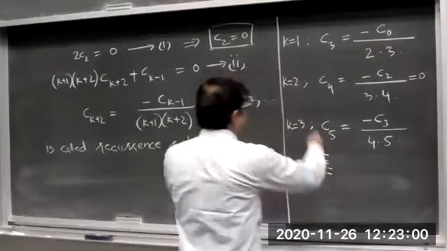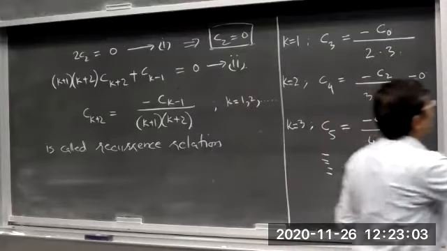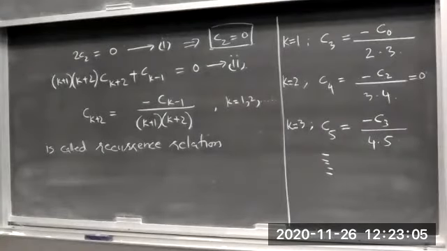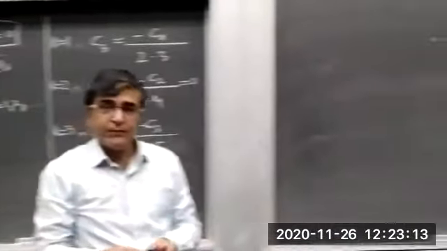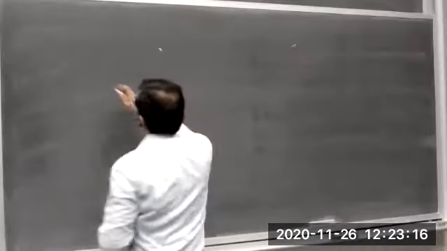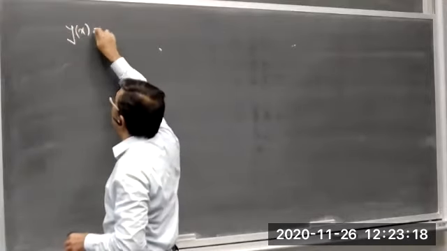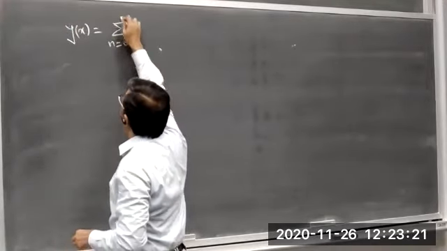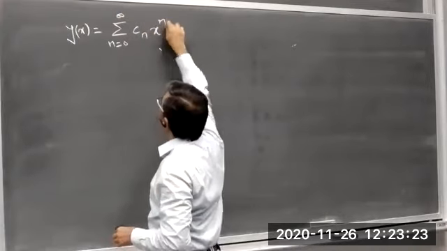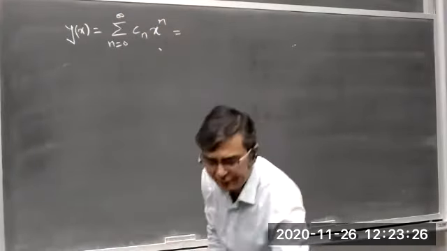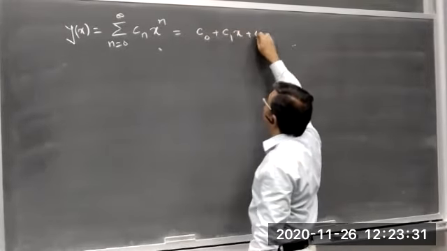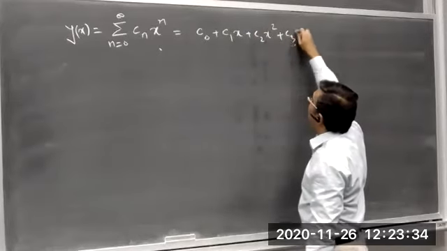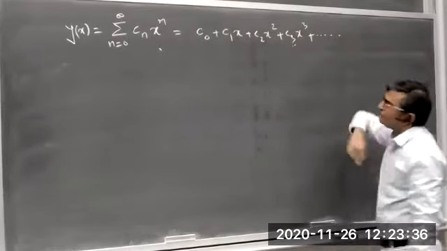If we find 8 to 10 constants here, then we can write the series. What was the initial assumption of the series? We assume that the series y of x is equal to the summation n from 0 to infinity, cn x power n. And if we open the summation here, what do we obtain? c0 plus c1 x plus c2 x square plus c3 x cube plus so on.